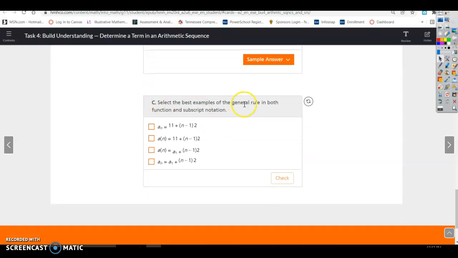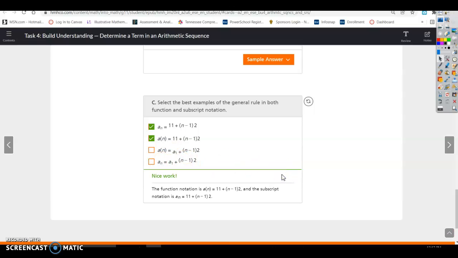So it says select the best example for the general rule in both function and subscript notation. All right, subscript notation, 11 plus n minus 1 times 2, that would be subscript notation. And function notation: A of n equals 11 plus n minus 1 times 2. And this is without the first term. So the first two should be correct.